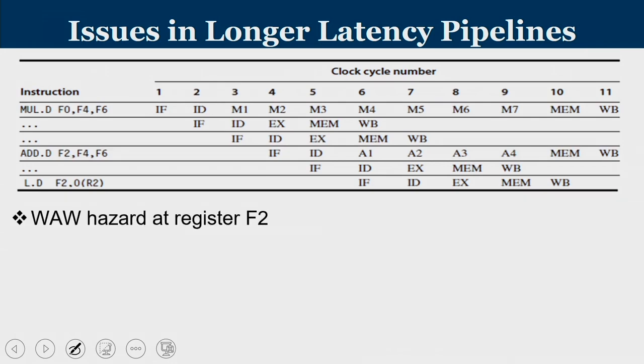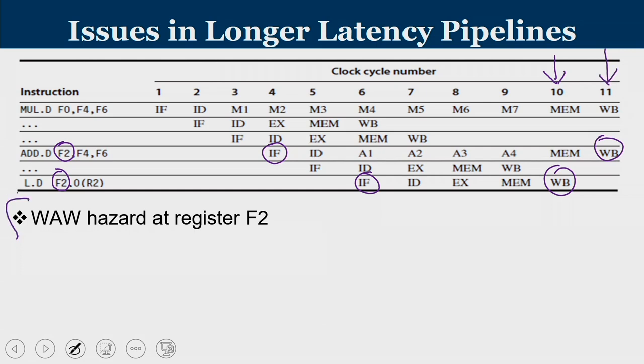Now here in this case you can see that your load instruction is going to write into F2, and the add instruction before that is also going to write into F2. As per the normal sequence, an add instruction that is fetched in the 4th cycle will reach the write back only in the 11th cycle, whereas a load instruction that is issued in the 6th cycle will complete its write back in the 10th cycle. So what exactly happens? The destination register of these two operations is the same. So load will write the value at clock cycle number 10, whereas the add is going to write the value in clock cycle number 11.